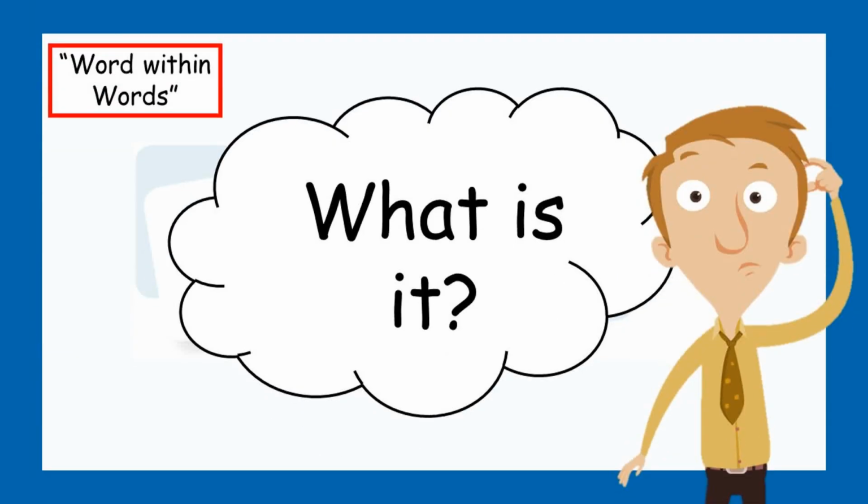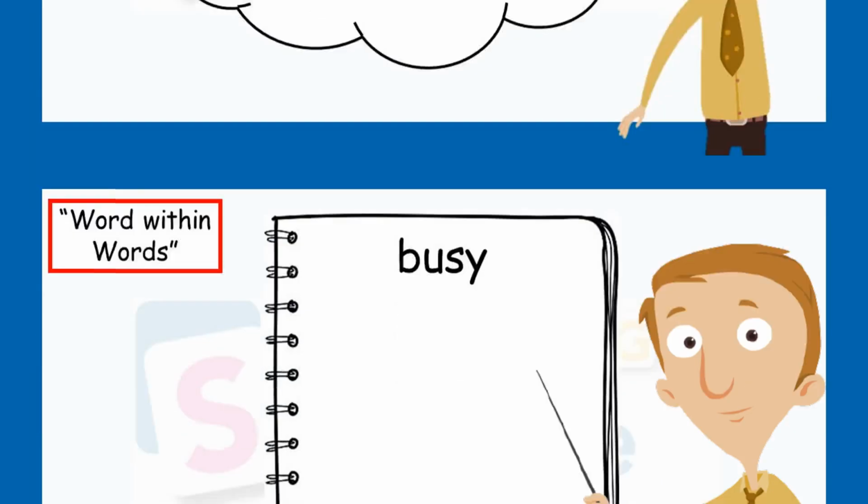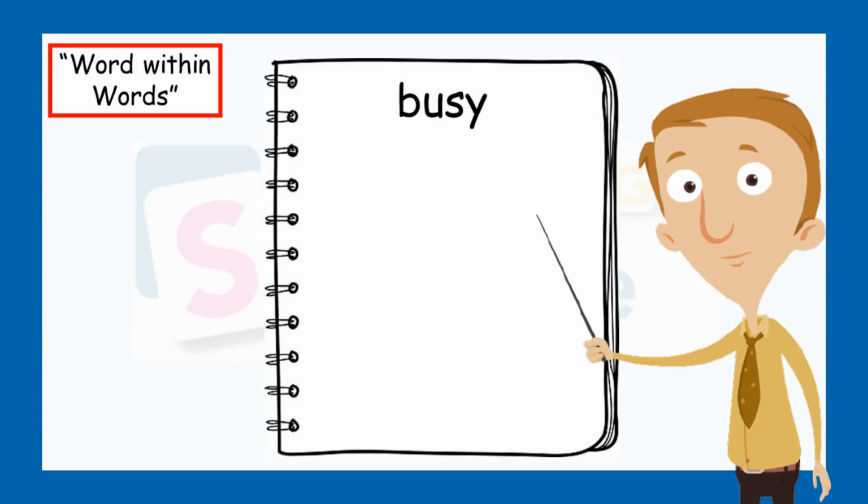Well, with the Words Within Words spelling strategy, what we try to do is find a small, easy to spell word inside of our longer, harder to spell spelling words. Let me show you an example. We'll take the word busy. I can see a small word inside of that word that I already know how to spell. That's the word bus.